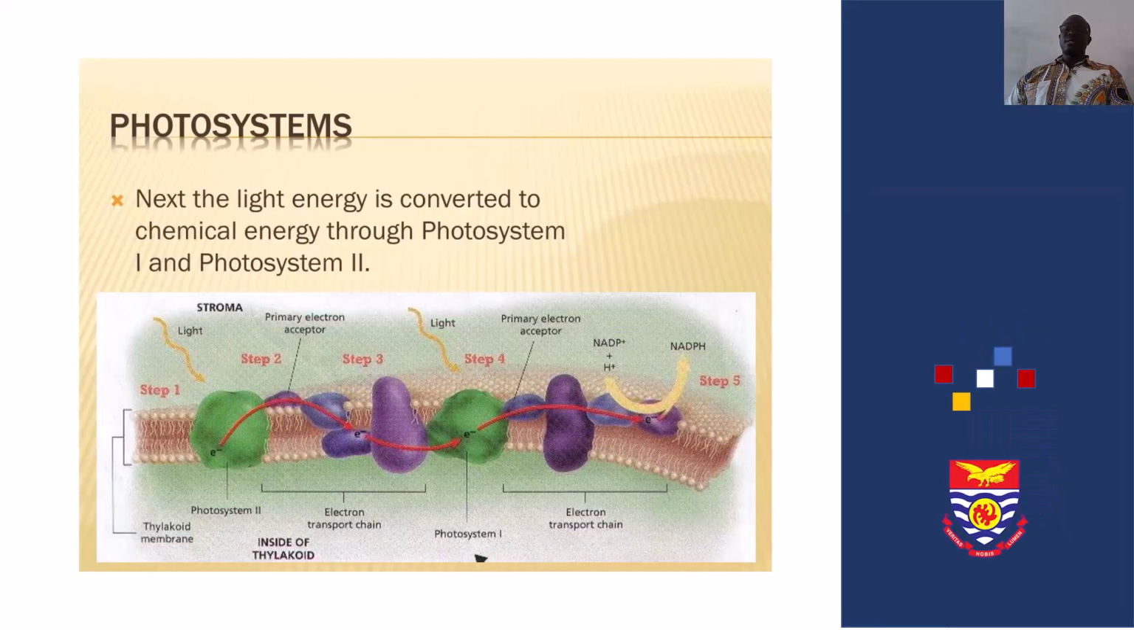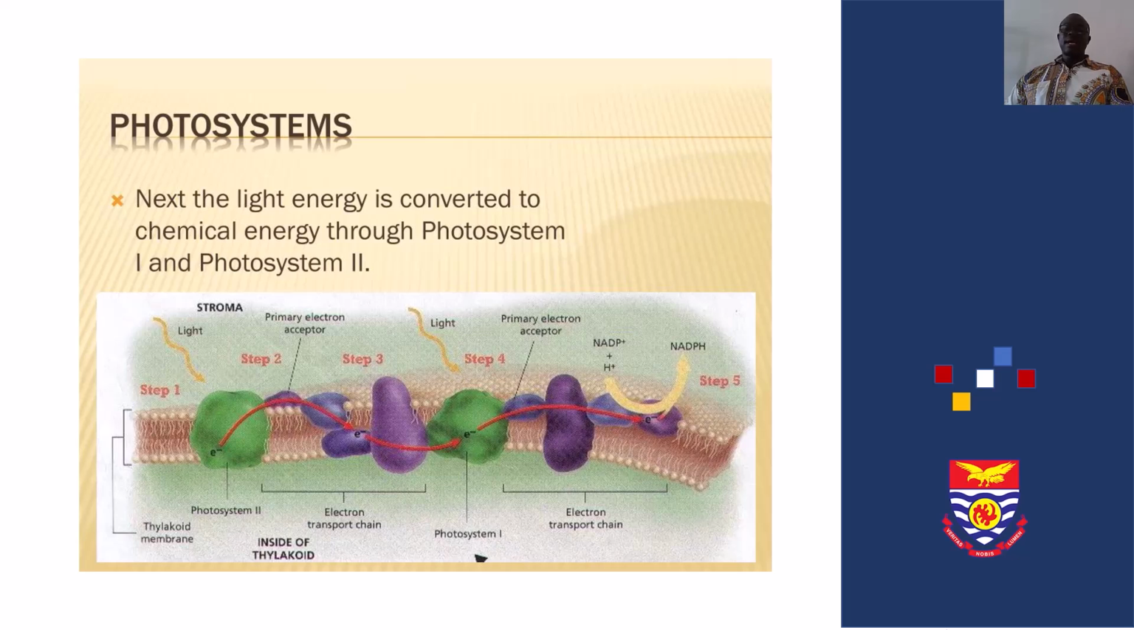So in photosynthesis, the light energy is converted to chemical energy through photosystem 1 and 2. So you have steps 1, 2, 3, 4. And in that order, light coming in hits photosystem 2. That's in the thylakoid membrane. Then inside of the thylakoid membrane, the electron transport chain, the primary electron acceptor, moves the electron through to photosystem 1.